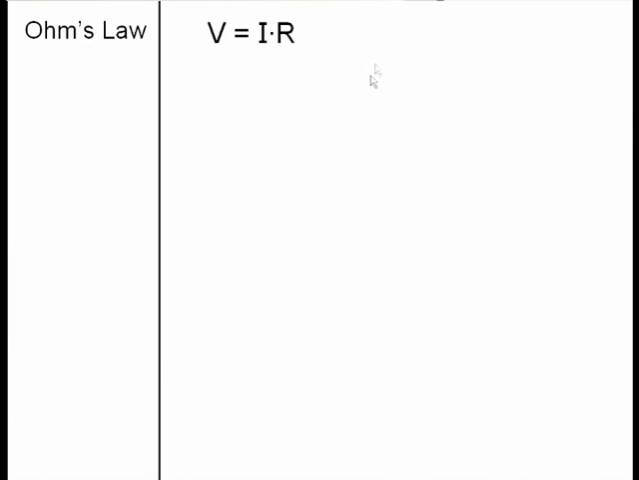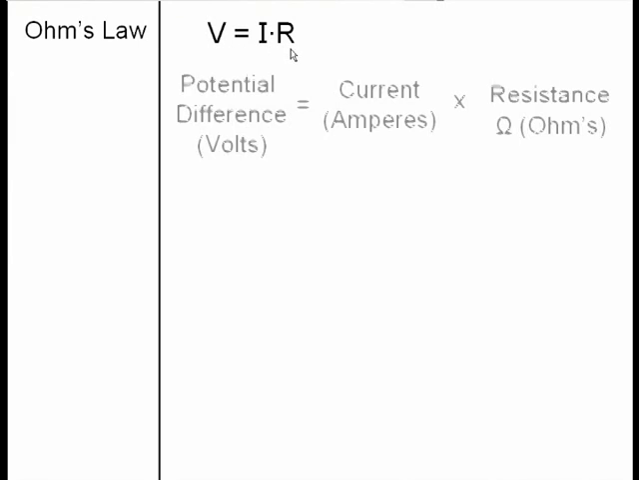All right, so these are all connected by Ohm's law. Ohm's law is just a formula. It says the potential difference equals the current times the resistance. And then potential difference is measured in volts, current is measured in amps, and resistance is measured in ohms.